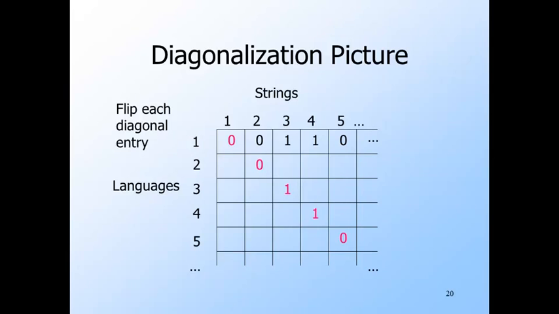Here's what it looks like. The complemented diagonal, rotated 45 degrees, looks like a language. It tells which strings are its members. Here, strings 1 and 2 are not in the language, the third and fourth are, and so on. But this language cannot be any row because it disagrees with each row in at least one position. In particular, it disagrees with the ith row in the ith position.